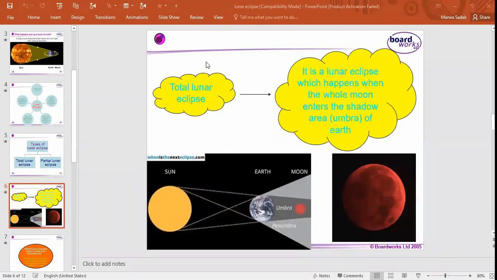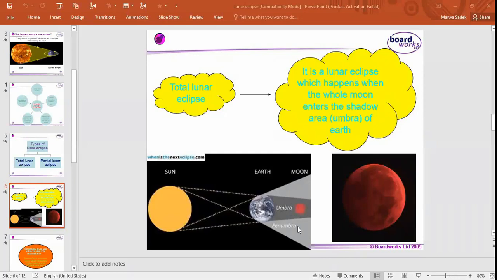Total lunar eclipse is a lunar eclipse which happens when the whole moon enters the shadow area, umbra, of the earth. If you look here, this is the moon. The whole moon here is in the umbra, in the very dark shadow area of the earth, which is called what? Which is called umbra. So when the whole moon enters the umbra, in this case, total lunar eclipse will take place.